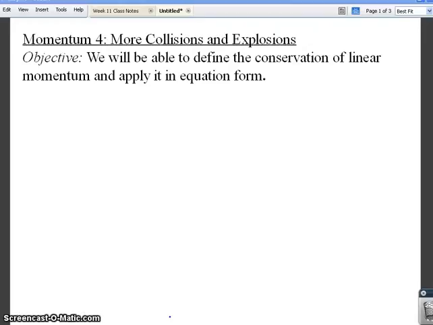All right, good morning, class, and welcome to this lesson on Momentum 4, More Collisions and Explosions.